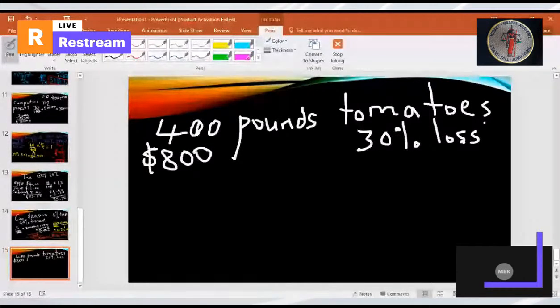All right, so just work on me. How much was her loss? And how much money did she actually go home with, right? So that's two things you're finding out. How much was her loss? And how much money did she take home?